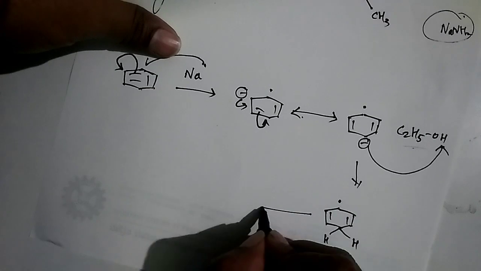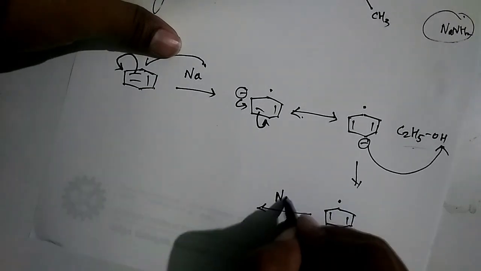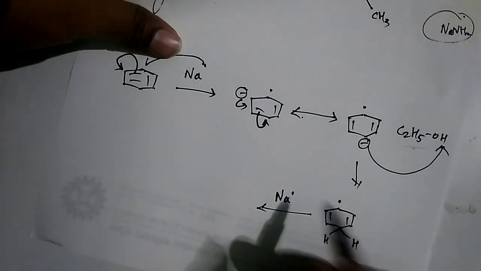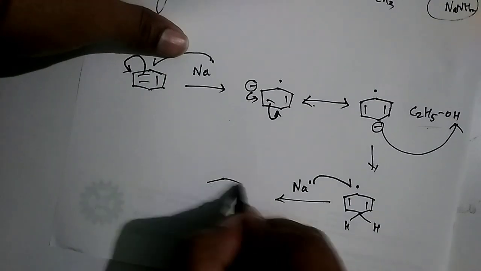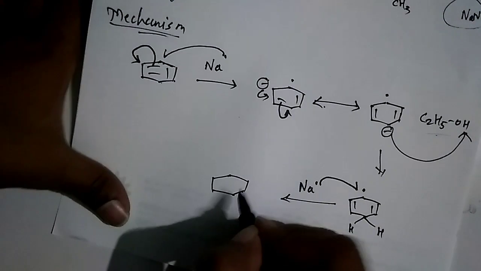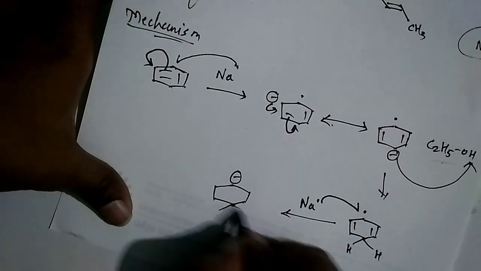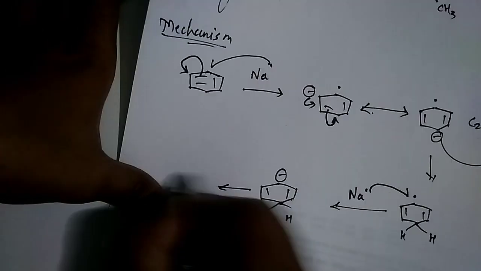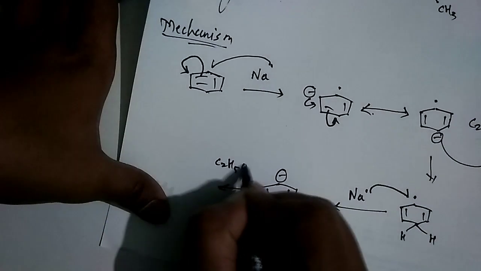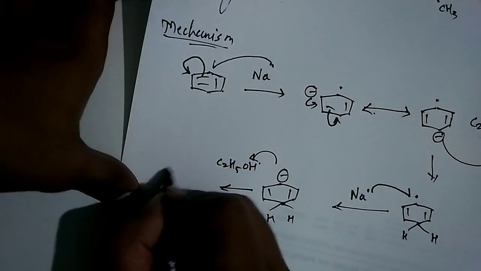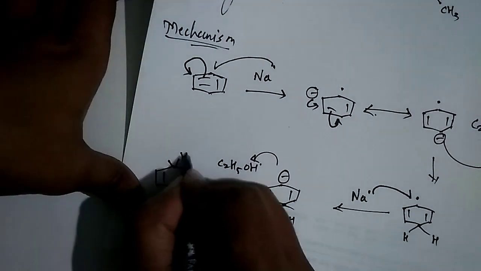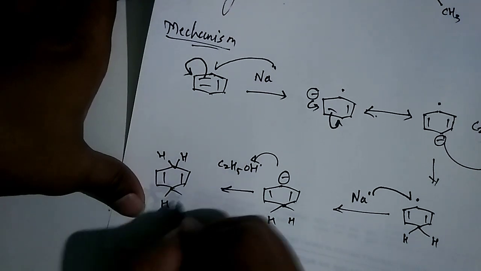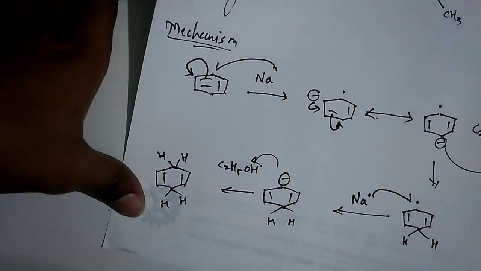So we'll see the same one. Now here another electron from sodium comes, forms another anion, and another hydrogen comes from C2H5OH, and here you get the product which is described above. So this is the partial reduction.